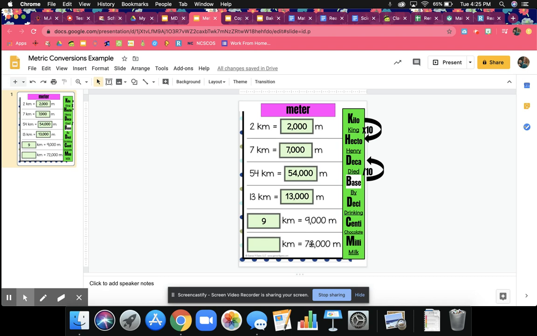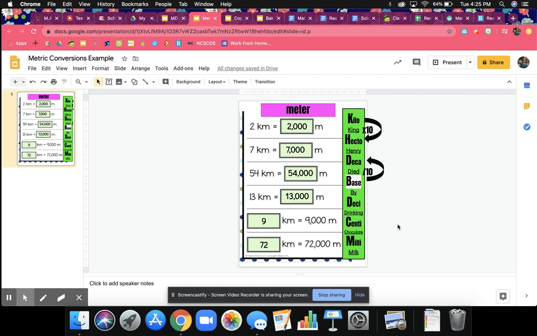And the last one we're going to do is 72,000 meters. So we're going to start at our base. 72,000 divided by 10, take off a 0, gives us 7,200. 7,200 divided by 10, take off another 0, gives us 720. 720 divided by another 10, take off that 0, gives us 72 kilometers.